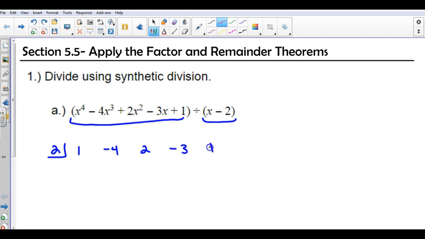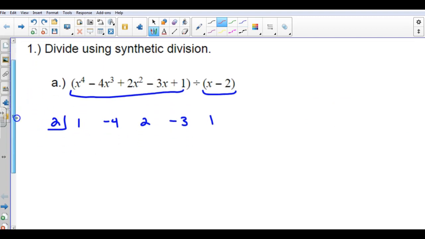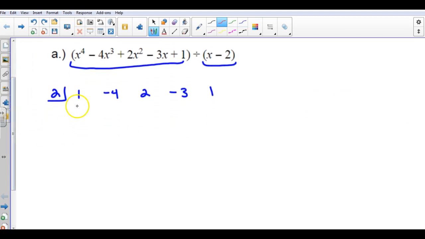So far we've used synthetic division to evaluate polynomials. It applies the same way. We're going to bring the 1 down first. You're going to multiply the 2 by the 1 and get 2, and then add going straight down. So I get -2. Do the same process. Take this 2 times this -2 and get -4. Add going straight down again, I get another -2.